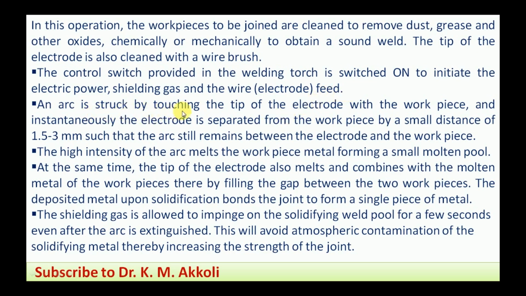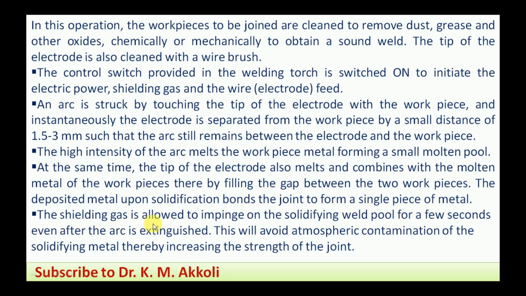An arc is struck by touching the tip of the electrode with the workpiece, and instantaneously the electrode is separated from the workpiece by a small distance of 1.5 to 3 mm, such that the arc still remains between the electrode and the workpiece. The high intensity of the arc melts the workpiece metal, forming a small molten pool. At the same time, the tip of the electrode also melts and combines with the molten metal of the workpiece, thereby filling the gap between the two workpieces.